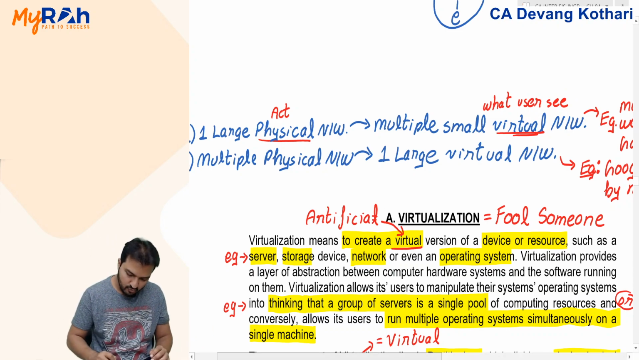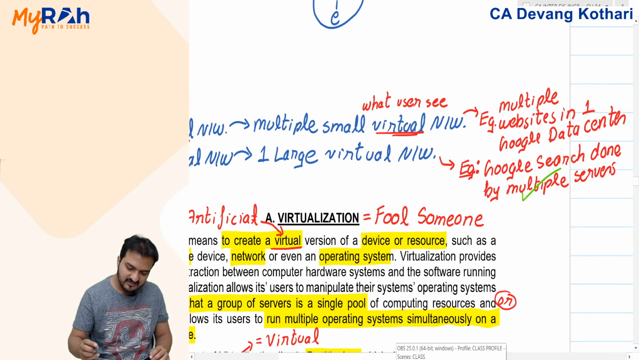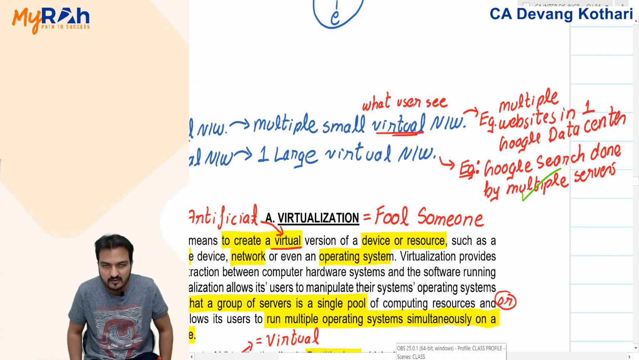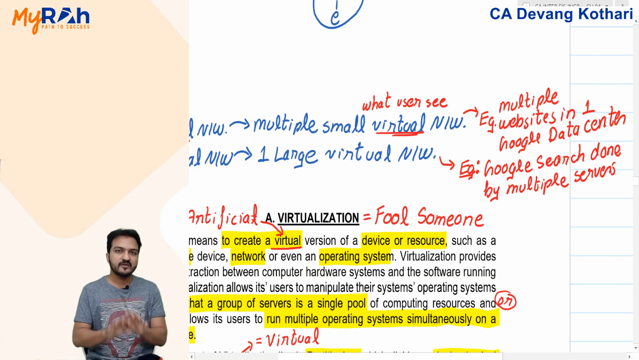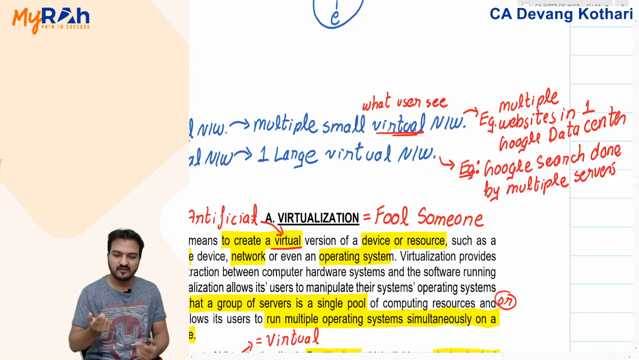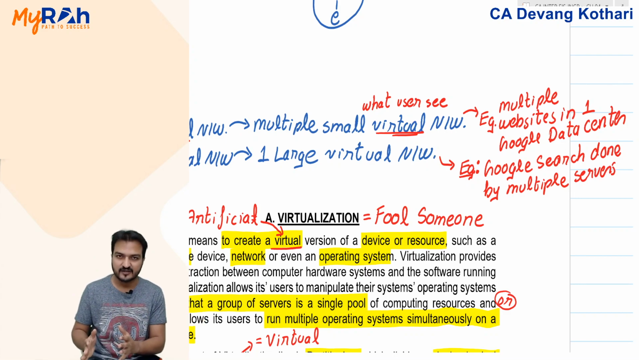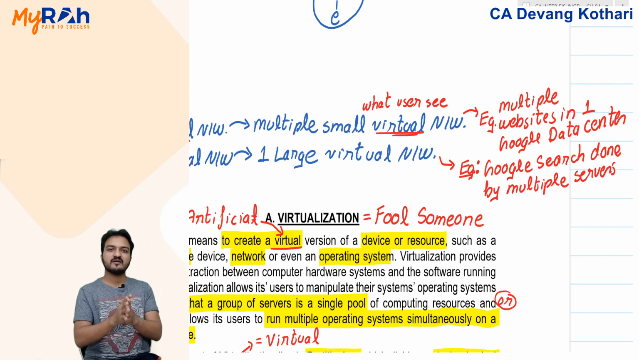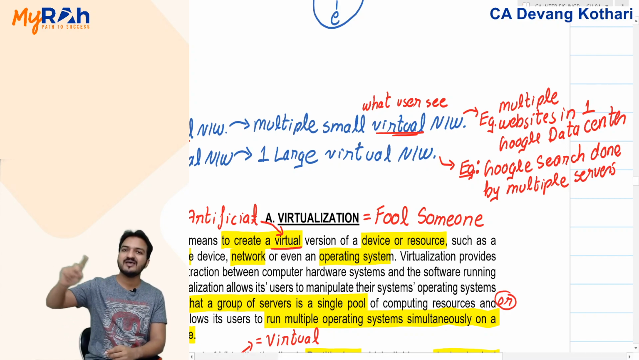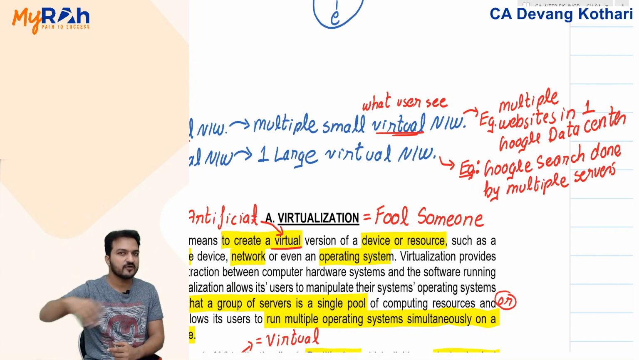For example, Google search. Remember my example here. When you perform a Google search, you are just typing the search words, and the Google server will search those words and give you the answer within a fraction of a second. Now, do you think that one Google server is searching the entire internet and giving you the result?